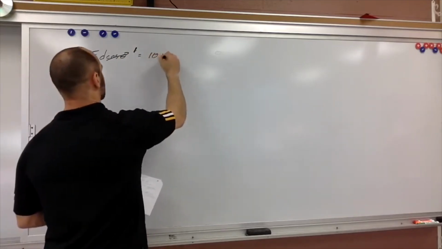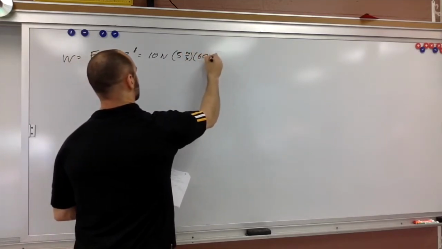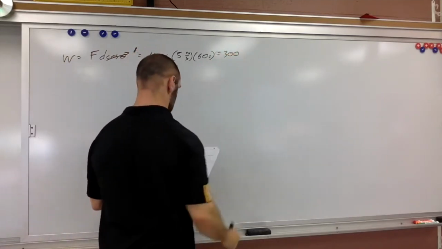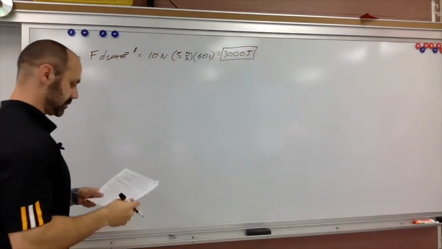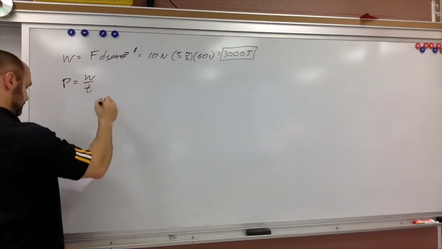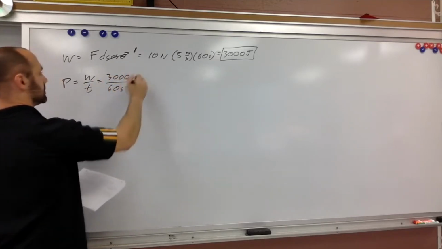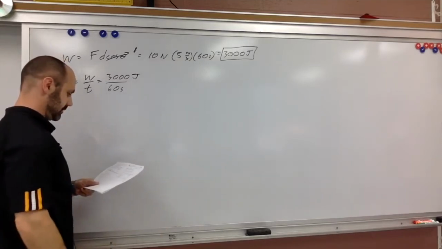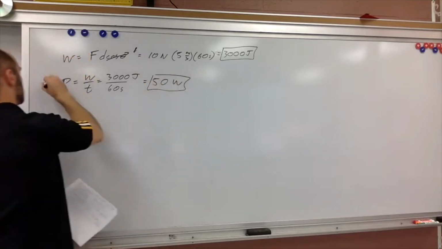So this is 10 newtons, and it's moving at 5 meters per second for a time of 60 seconds. So this ends up being 3,000 joules. That's how much work is done by the force. Now we want to know the average power. So power is work divided by time. Work was 3,000 joules over 60 seconds. Notice I'm just dividing by the 60 seconds again. So it should be 5 times 10, and I get 50 watts. That's part B.